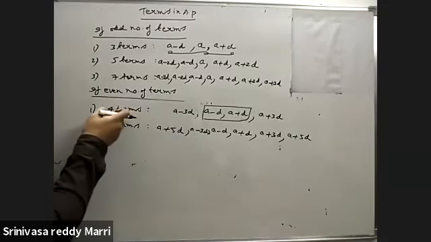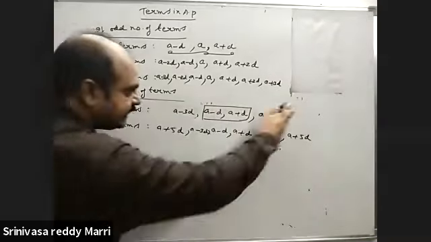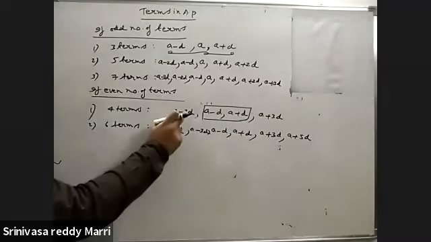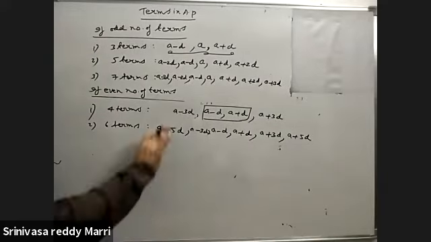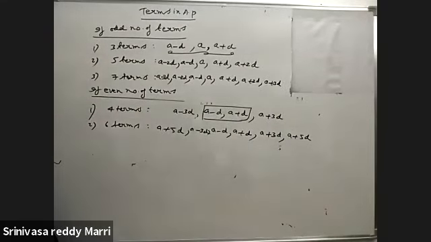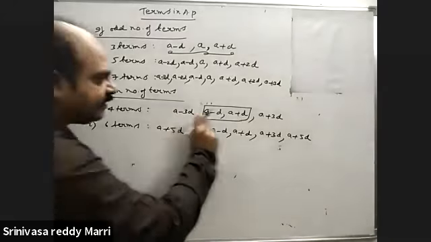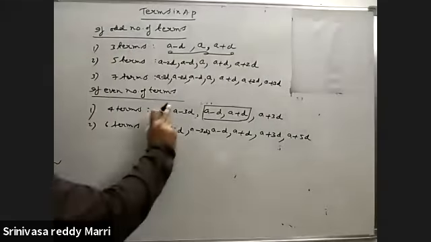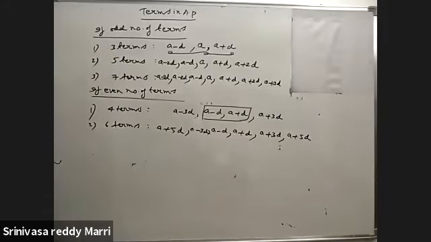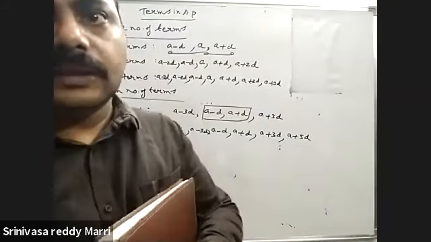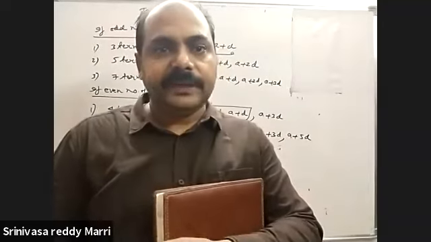In the problem, whenever you want to take 4 terms, take like this. Instead of taking A, A plus D, A plus 2D, A plus 3D, if you take like this and the sum is given, when you add all these you will get 4A. For 6 terms, you will get 6A, like that. So tomorrow, I will start GP.